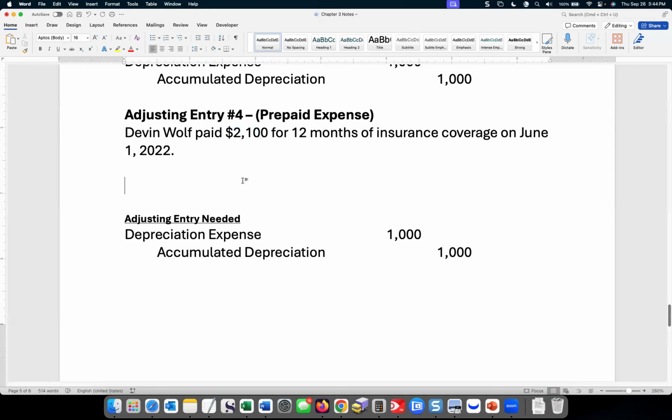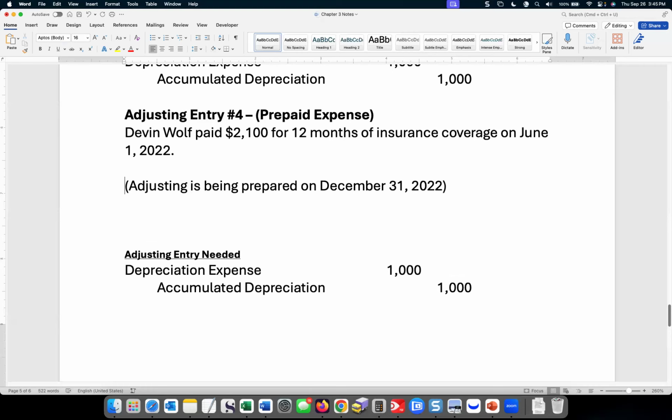We're doing the adjusting entry at December 31st. I'll remind us that the adjusting entry is being prepared on December 31st, 2022. I threw that little extra blurb in there. It's not part of the original transaction, so I'll just push it down here. Now, when did we buy the insurance? What date?